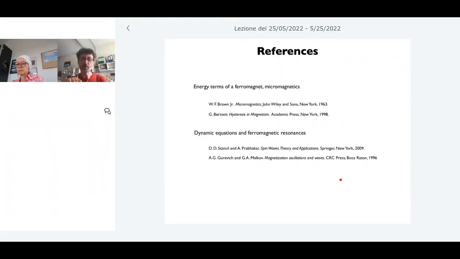For those possibly interested in dynamics and what is called ferromagnetic resonance, I mention two very nice books here, very specific on the topic concerning spin waves and ferromagnetic resonance, that maybe Michaela will touch toward the end. Okay, and I stop here. Thank you very much. We did 1 hour and 15 minutes. I think it's okay to make the break and not go too long.